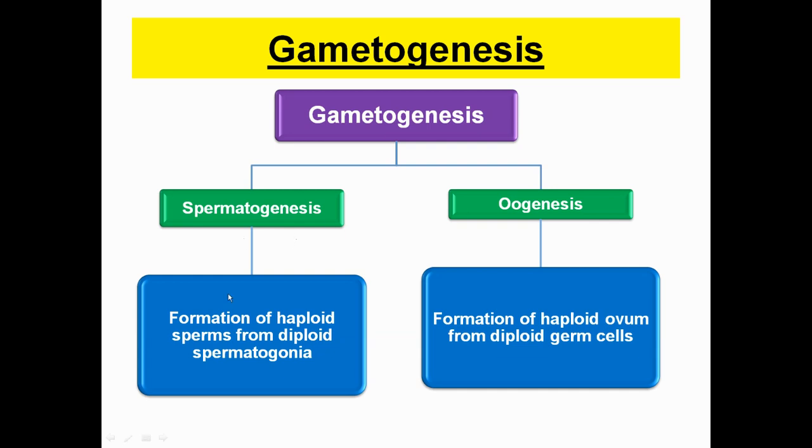Spermatogenesis is the process of formation of haploid sperms from the diploid spermatogonia. Spermatogonia, recall, is a mother cell, and oogenesis is the process of formation of haploid ovum or egg from diploid germ cells or mother cells. Okay, so in this presentation, we are going to focus only on spermatogenesis.